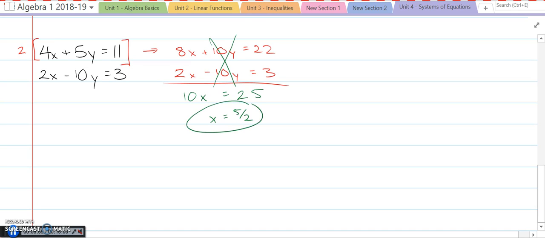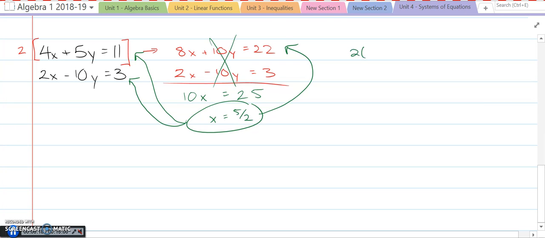Take your answer, plug it back in. You have 3 different options. You can plug it into the beginning at the top, the beginning at the bottom, or you could use that newest one that you created. Doesn't even matter to me. It is completely up to you. I'm going to use the bottom one because it has the smallest numbers.